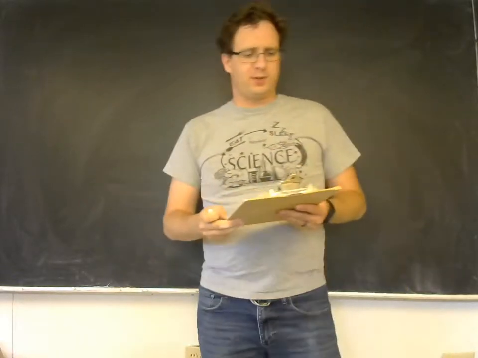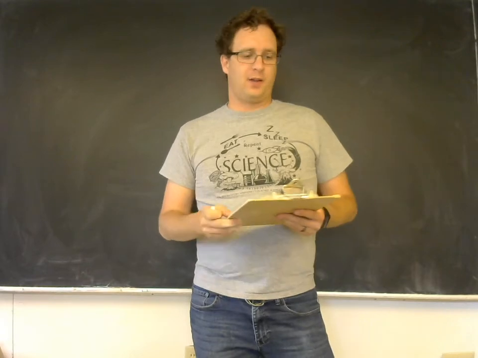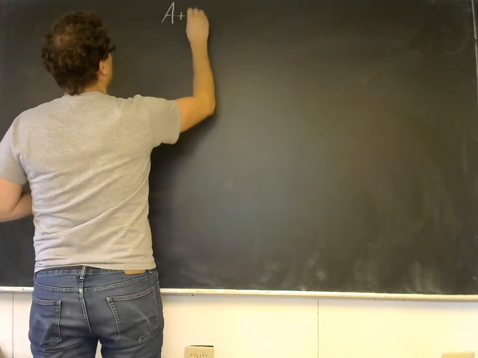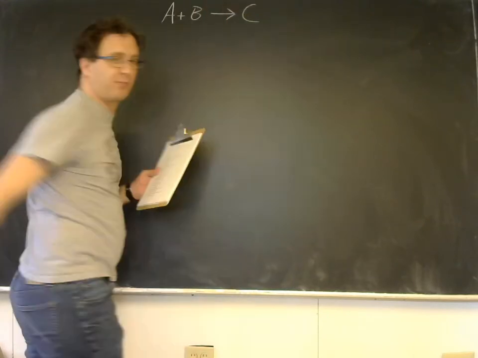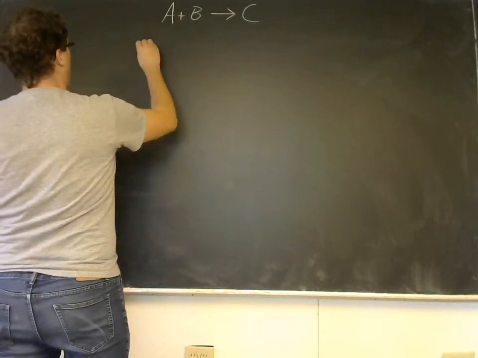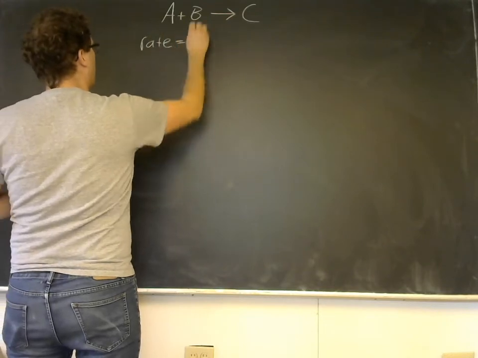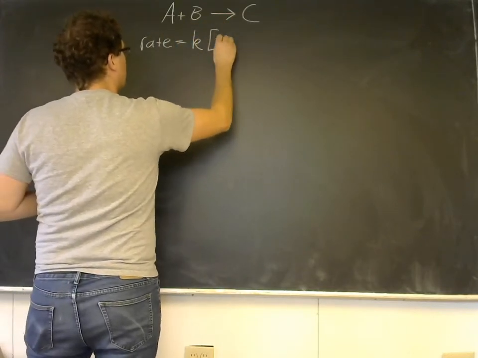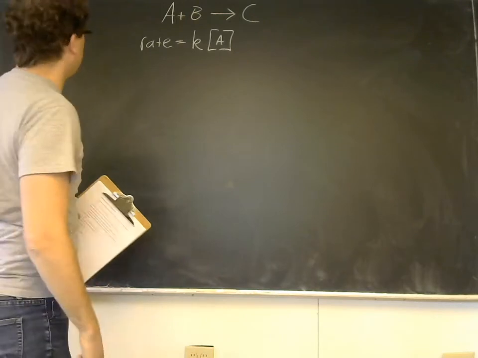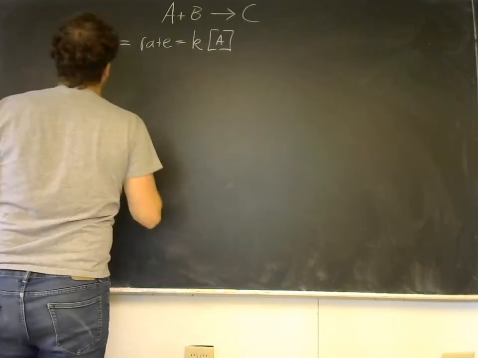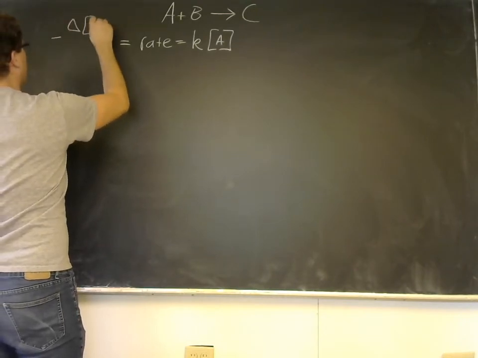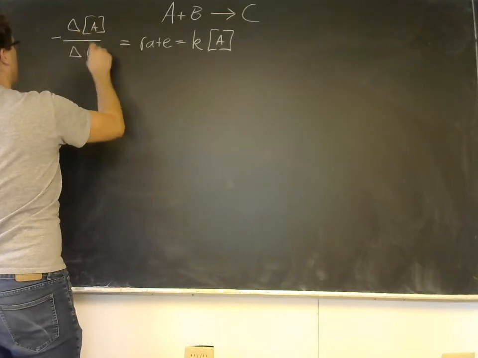Okay, section 14.3 is on integrated rate laws and half-lives. If I have a reaction, say, that has A plus B going to some sort of products, remember I can define the rate law is equal to k, and let's suppose it's first order with respect to A and zeroth order with respect to B. And then that rate is also equal to negative delta concentration of A over delta time.